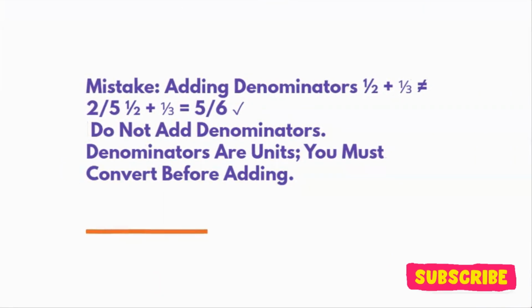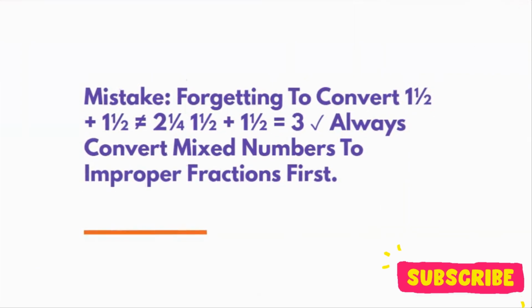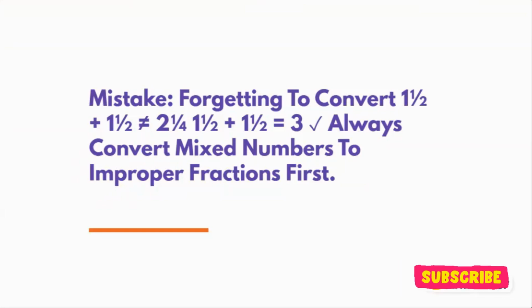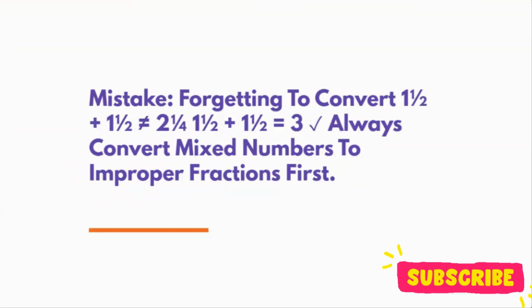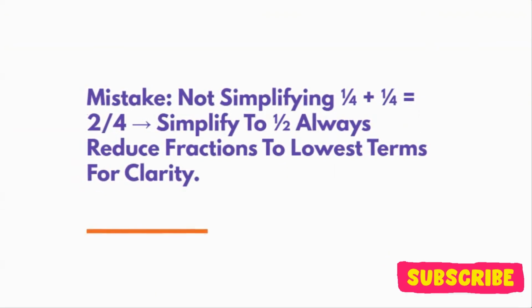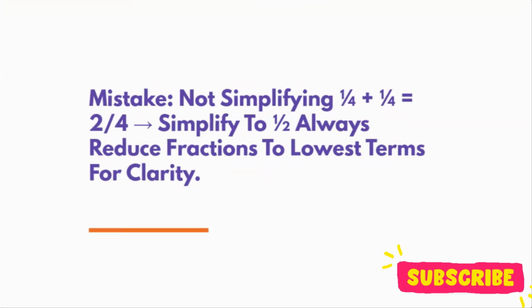Let's discuss some mistakes in solving these fractions. For mistake number 1, you do not have to add the denominators. You have to convert the denominators into the least common denominator. The second mistake is you have to convert the mixed number into an improper fraction. First of all, always convert the mixed fractions into improper fractions first, because you cannot solve it directly with the mixed fraction. The third mistake that mostly people make is that after having a solution, for example 2 by 4, you have to simplify it in order to reduce the fraction to the lowest term for clarity.